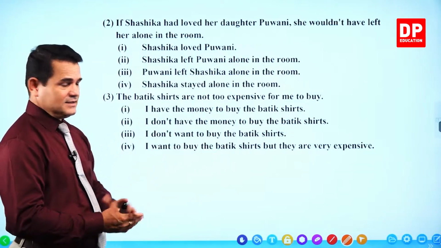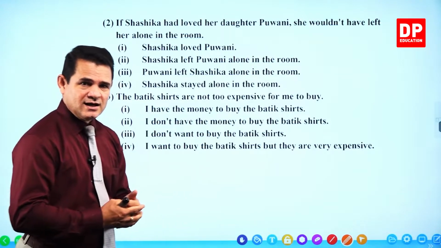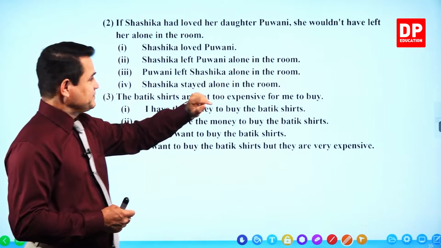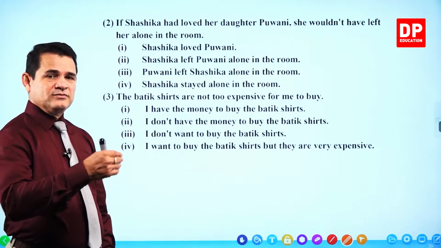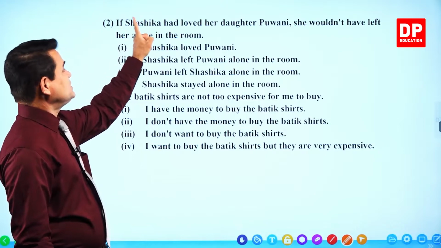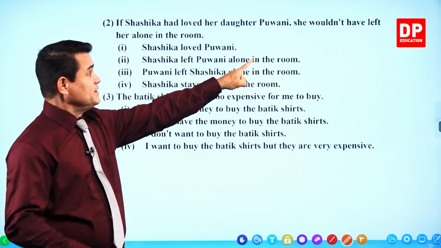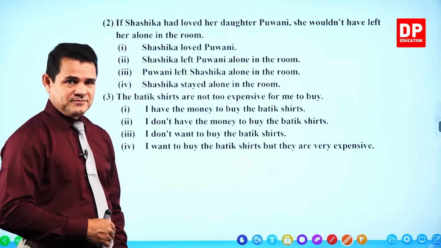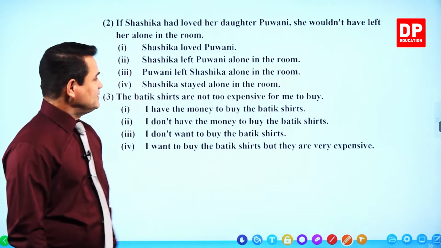Now look at these sentences. Shashika loved Pavani. If she had loved her she wouldn't do this, so we can leave it out. Shashika left Pavani alone in the room. That is what is said here. If Shashika had loved her daughter, she wouldn't have left her alone. So she did leave her alone. That's correct. Let's read the other two as well.